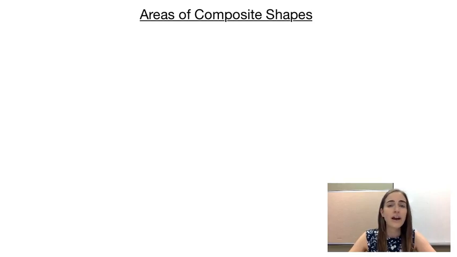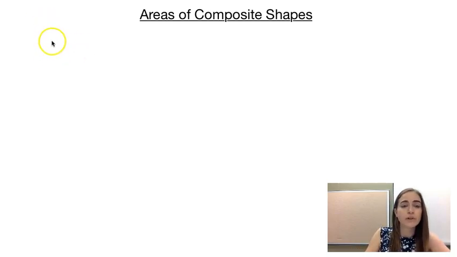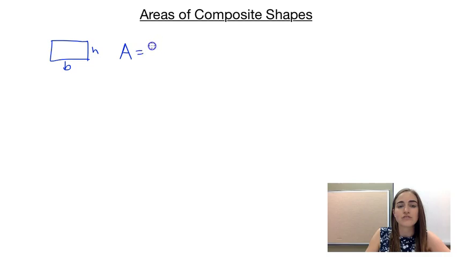In this video, I want to have a look at finding the areas of composite shapes that involve rectangles and triangles. Just to jog your memory, the area of a rectangle, if we've got its base and its height, is found by multiplying the base and the height together.